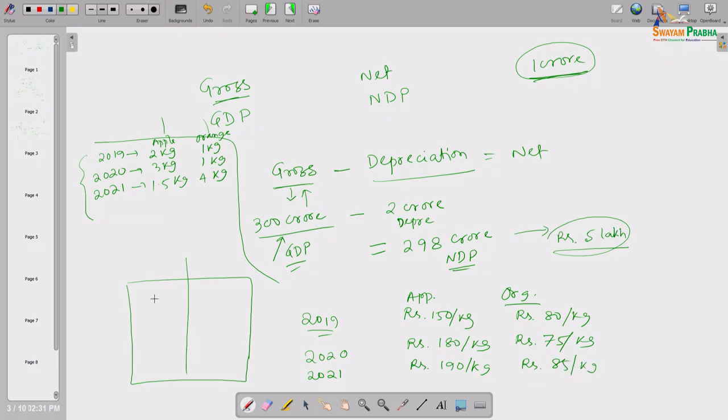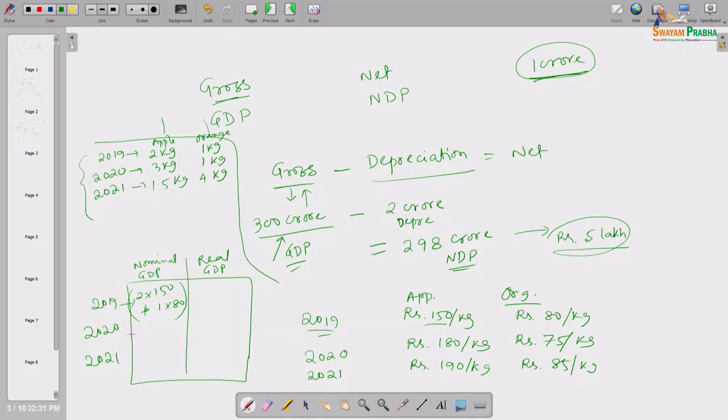So of course, nominal GDP means market price of that particular year. So nominal GDP and real GDP. Nominal GDP of 2019, 2020, 2021, what will it be? 2019 nominal GDP will be 2 kg, per kg price this. So 2 into 150 plus 1 into 80, whatever that monetary value, that much of rupees is nominal GDP.